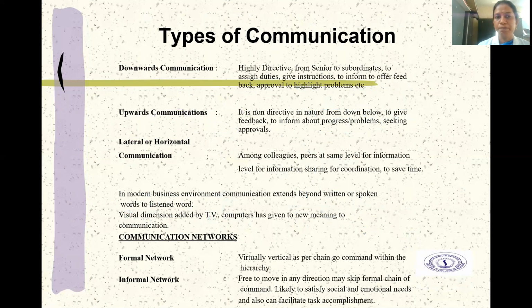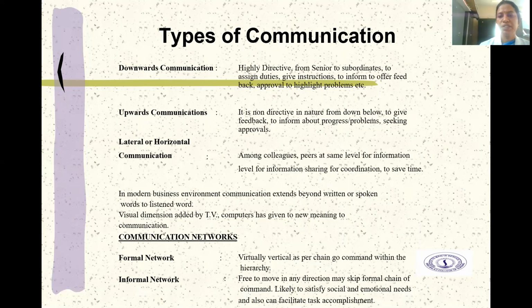Types of communication. The first one is downward communication. Highly directive, from senior to subordinates, to assign duties, give instructions, to inform, to offer feedback, approval, to highlight problems, etc. So downward communication means the communication is from a higher authority to a lower authority, from a teacher to a student, from a superior to the lower person, subordinate. So it is a formal communication.